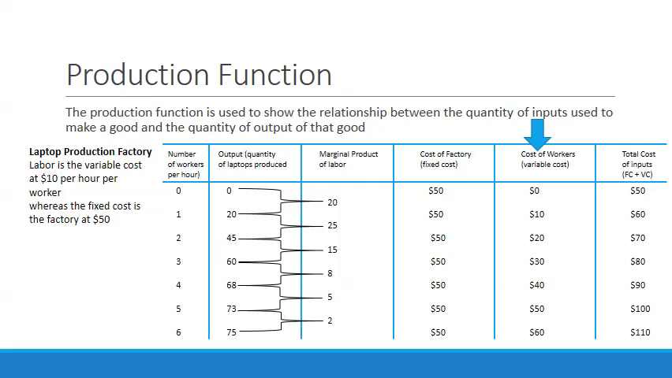As a result, the total cost, which is fixed plus variable, you'll notice it increases for every worker we add. So here's our fixed. Regardless of the number of workers, the cost of the factory is fixed in the short run. It's always going to be 50.